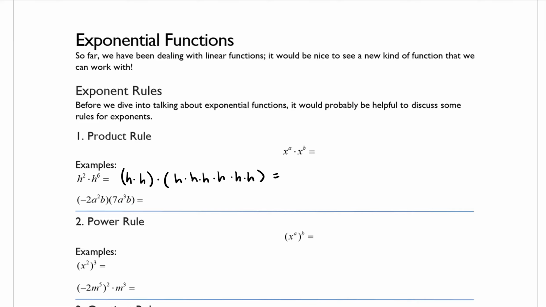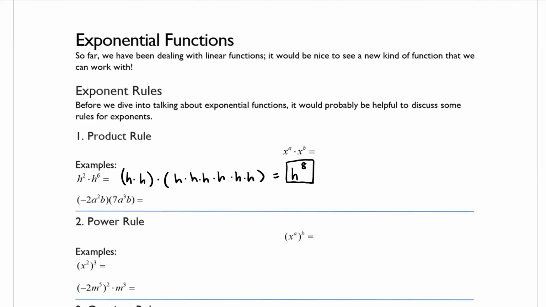And so what this will simplify to is h to the 8th power. So that would be our final simplified answer for that one. Now let's see if we can't simplify this next one that looks a little bit more complicated.